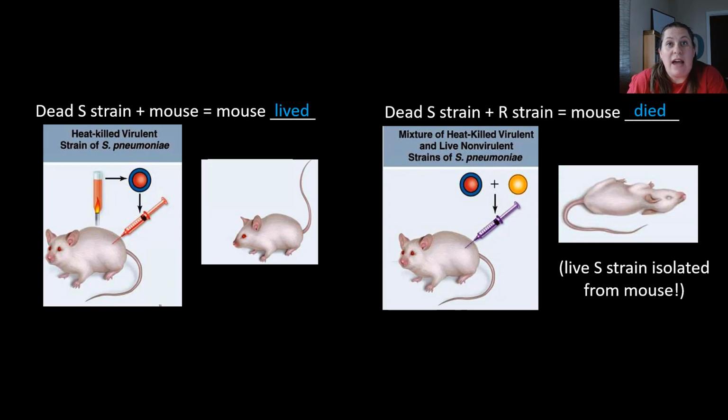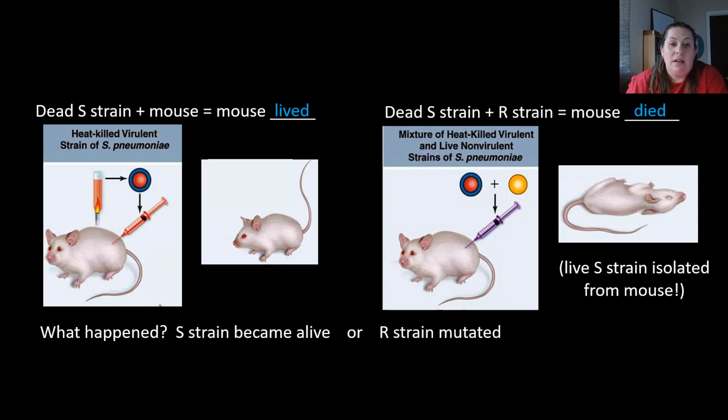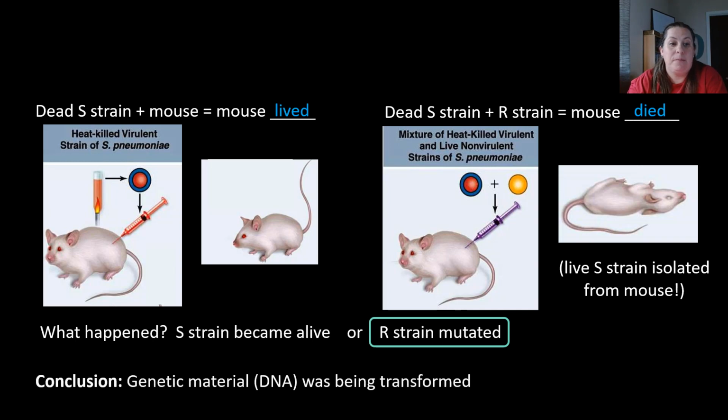And when they cultured out of the mouse and looked at what was left behind that actually killed it, the strep pneumoniae, he found that there was live S strand in the mouse. This told us that the R strand was able to take in the DNA from the S strand and mutate itself, change. So what happened? Did the S strand become alive or did the R strand mutate? Well, the R strand mutated. So the conclusion is that the genetic material, DNA, can be transformed. It can be changed.